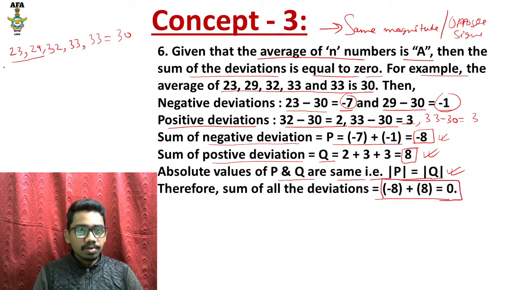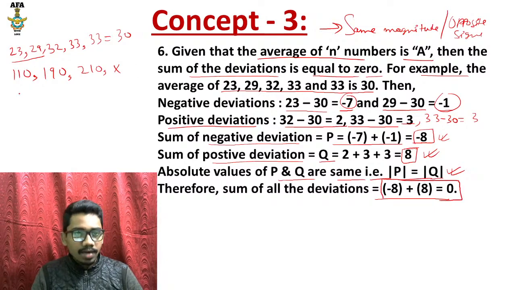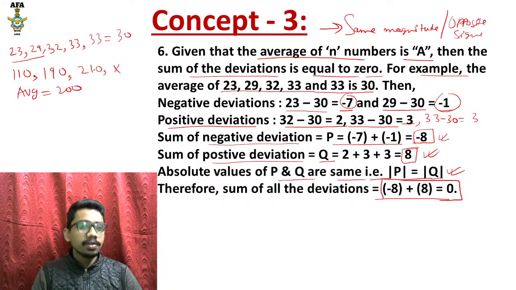Why is this helpful? Okay, so let's see. Like I am taking some values 110, 190 and I am taking 210 and this will be x. We need to find the value of x. So we know the average. Average is given as how much? Average is given as 200. So this is the given data.